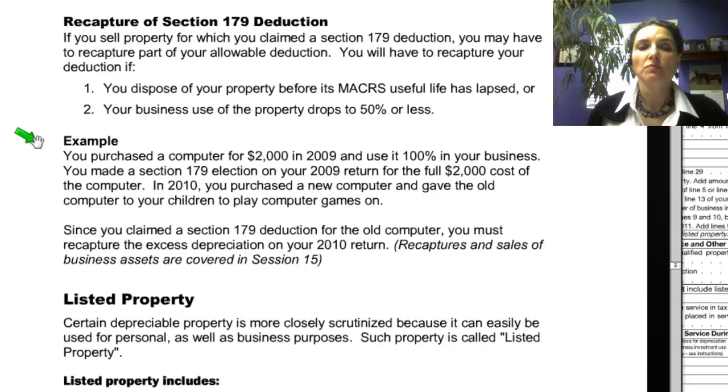For example, you purchased a computer for $2,000 in 2009 and use it 100% in your business. You made a Section 179 deduction on your 2009 return for the full $2,000 cost of the computer. Then in 2011, you purchase a new computer and you give the old computer to your children to play games on. Since you claimed a Section 179 deduction for the old computer, you must recapture the excess depreciation on your 2010 tax return. Now, we will teach you about this particular item in our very next session, Session 15, where we cover recaptures and sales of business assets.